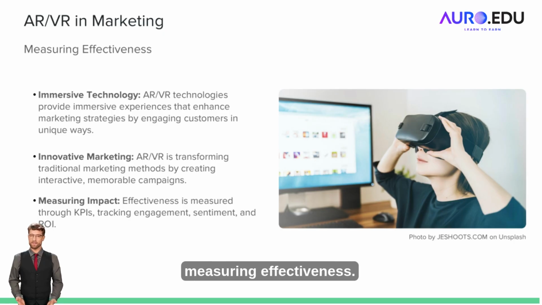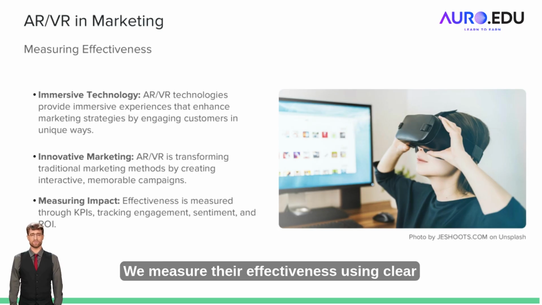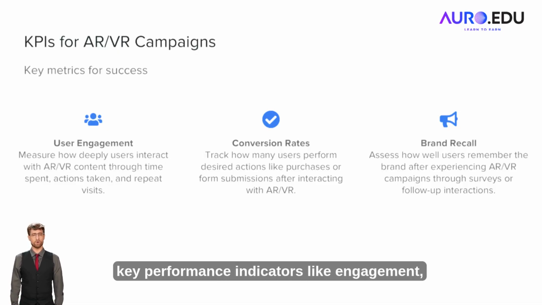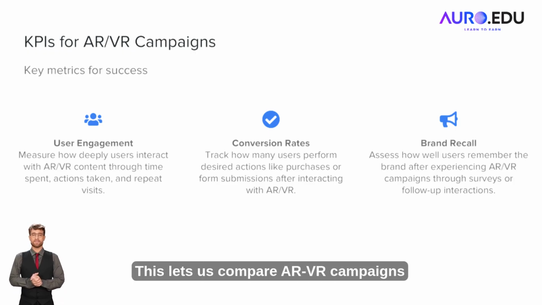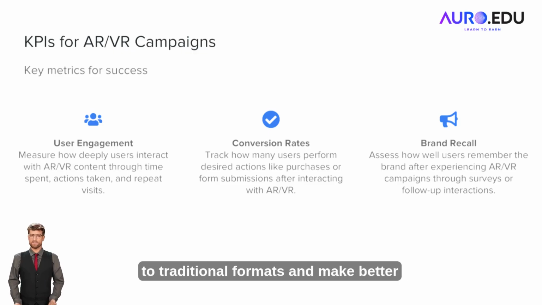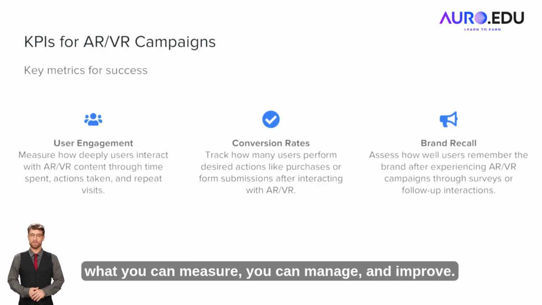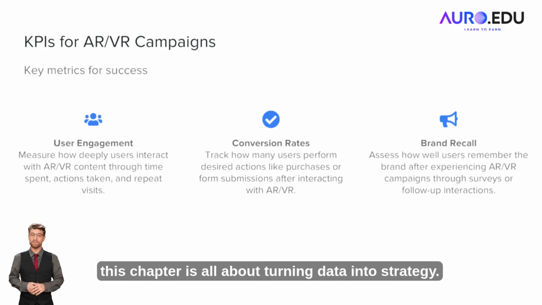AR/VR in marketing, measuring effectiveness. AR/VR allows brands to create immersive, interactive campaigns. But how do we know they work? We measure their effectiveness using clear KPIs, key performance indicators like engagement, sentiment, and ROI. This lets us compare AR/VR campaigns to traditional formats and make better decisions. Remember, in marketing, what you can measure, you can manage and improve. So, this chapter is all about turning data into strategy.